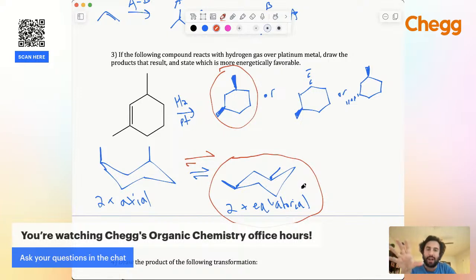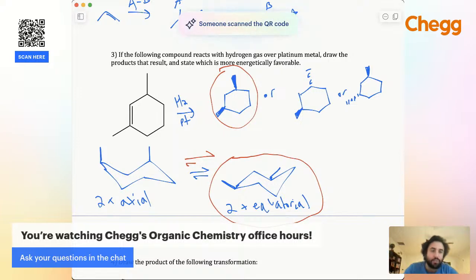If you took a snapshot of the trillions upon quadrillions of these molecules in a sample of this substance, a dramatically greater proportion of them would look like the diequatorial conformation at any given time. Some of them would be diaxial, but it would be the minority. So we're combining an addition reaction with some conformational analysis, chair structures for cyclohexane derivatives. So that is that one. Let me see if I missed anything.